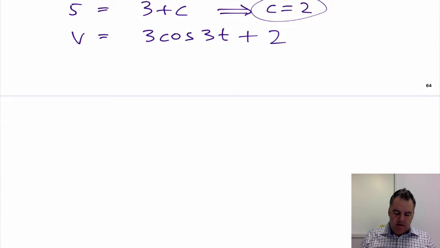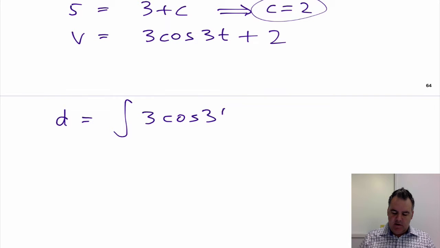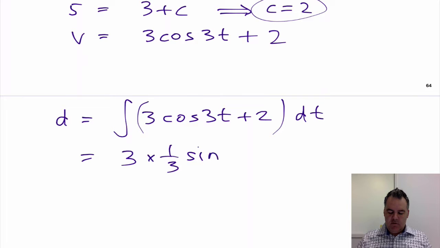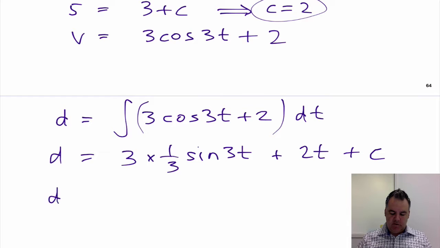So the distance that the particle travelled is the integral of 3 cos 3t plus 2 with respect to time. Okay, so now the integral of 3 cos 3t. Again, I'm going to kind of chuck the 3 out. The integral of cos of 3t is going to be a third sine 3t. And the integral of 2 with respect to t is just 2t plus c. Okay, this is the expression for the distance.